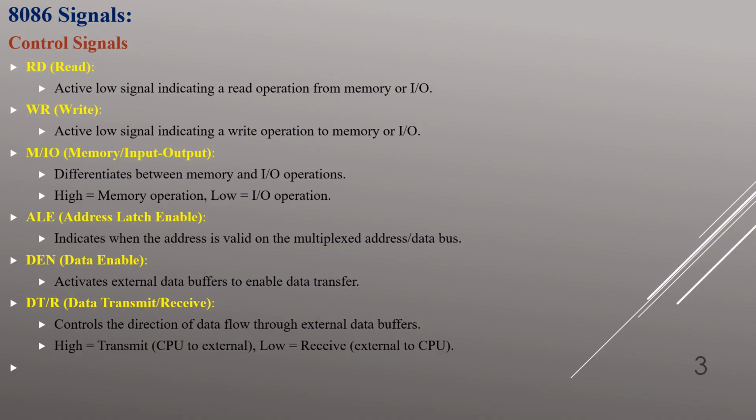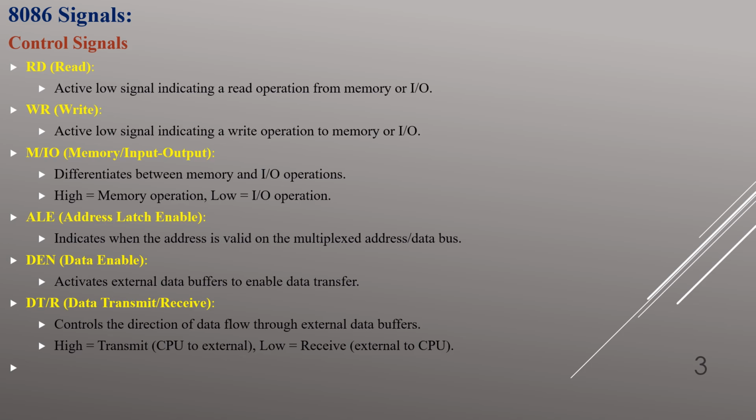Next one is data enable, DEN. This signal activates external data buffers to enable data transfer. When DEN is activated, it allows data to flow between the microprocessor and external device. This ensures that the data bus is ready for either reading or writing operation.